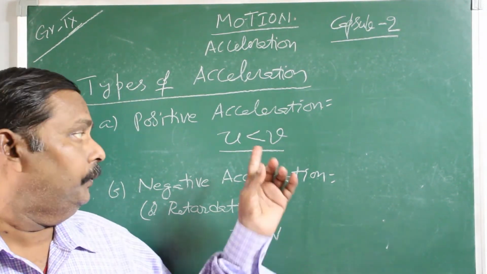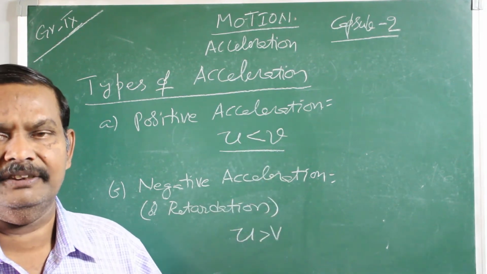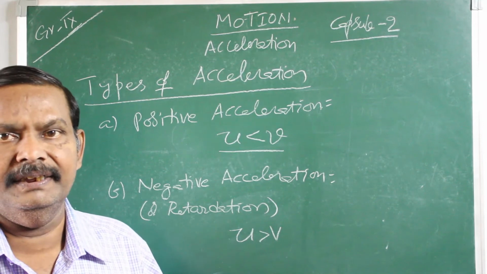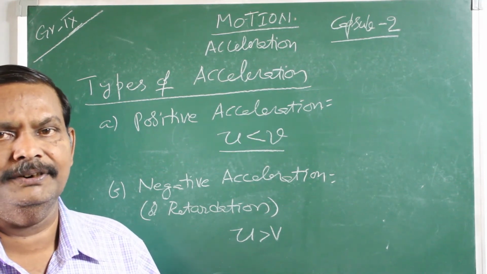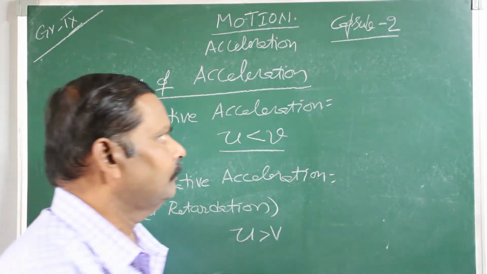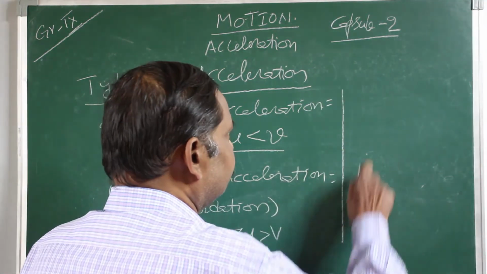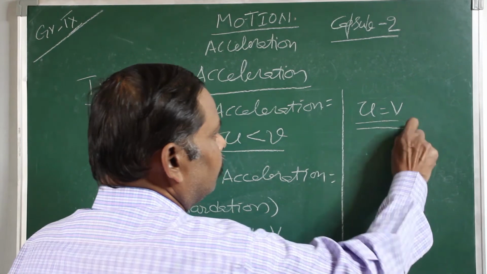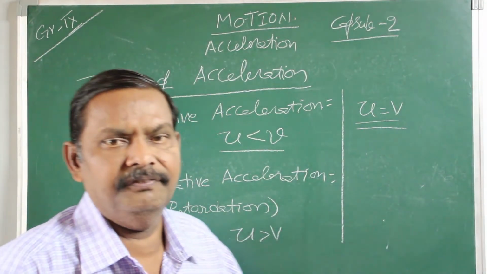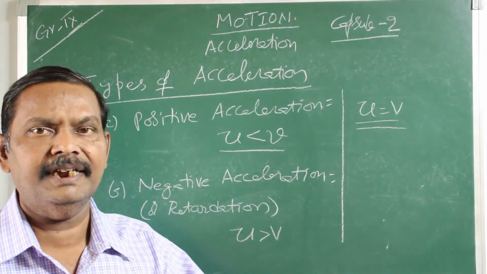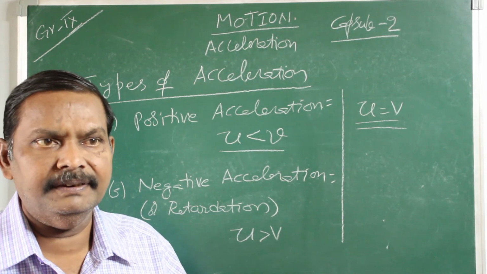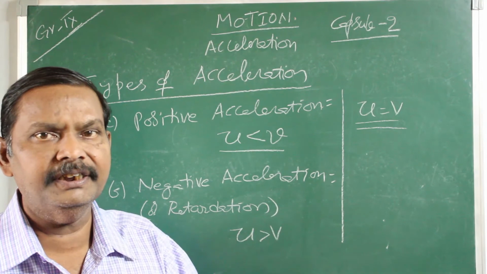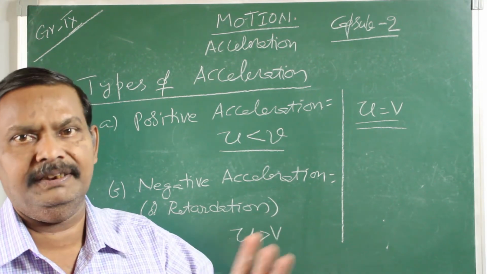So u is less than v in the case of positive acceleration, u is greater than v in the case of negative acceleration. Now the point is, if initial velocity and final velocity are the same, that means the velocity of the body is not changing, continuously it is moving with the same velocity.